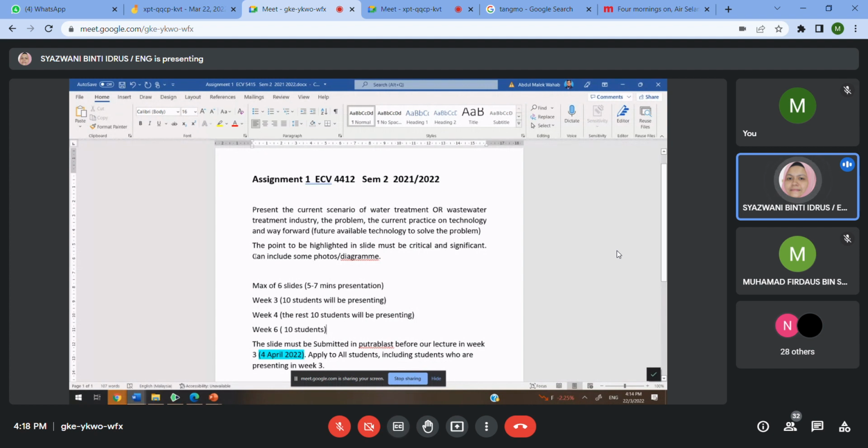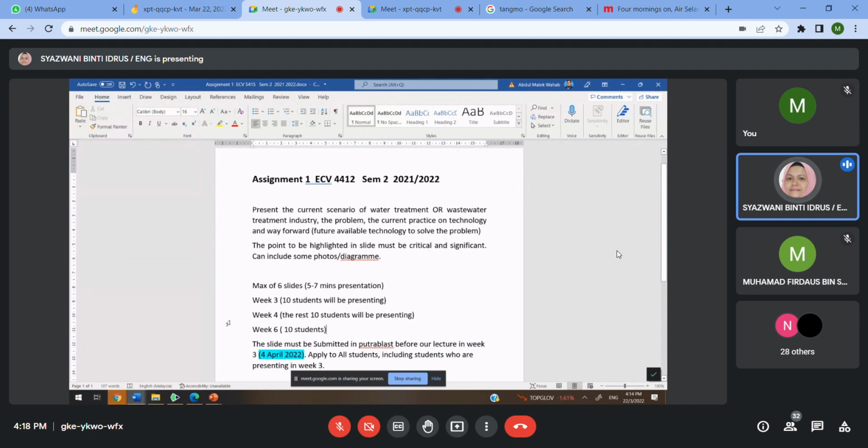So you're going to present the current scenario of the water treatment or wastewater treatment industry, the problem, the current practice on technology, and the way forward. For example, you can highlight the future available technology to solve the problem. So you have to highlight the issue, the challenge. The points to be highlighted in the slides must be critical and significant. You can include some photos and diagrams.